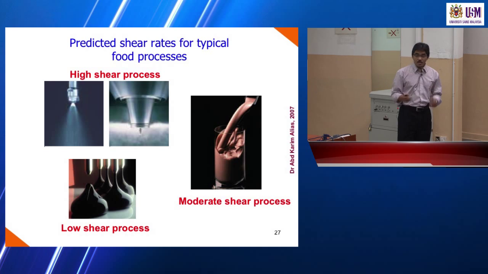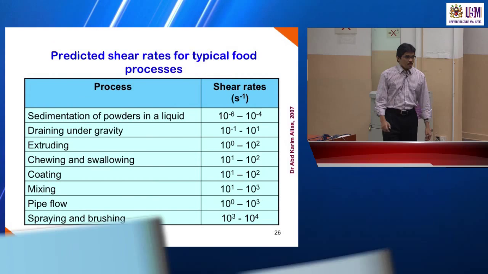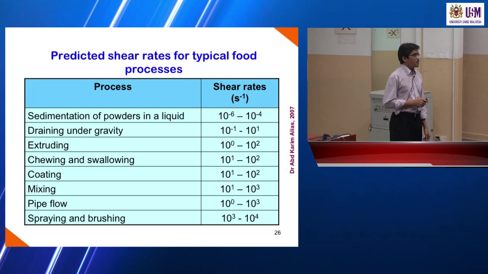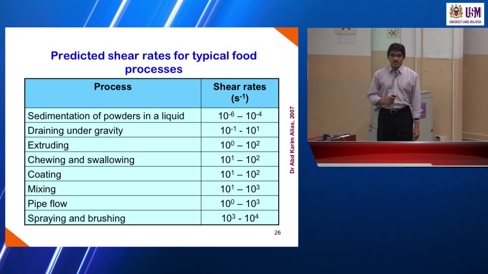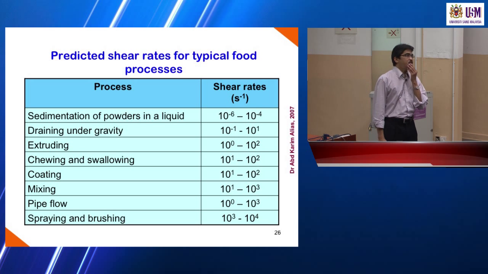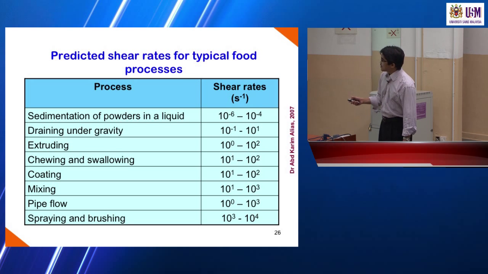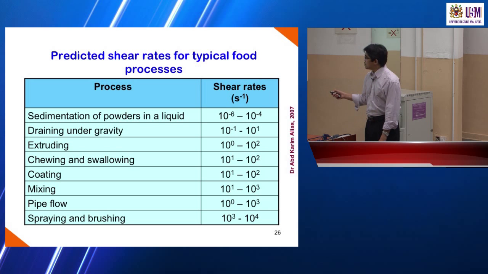the unit of shear rate is, how do you pronounce that? S to the minus one, reciprocal second. Okay, so the unit of shear rate is reciprocal second, and you can see the shear rate during sedimentation process is 10 to the power of minus 6 to 10 to the power of minus 4. Can you imagine? It's a very, very, very slow process. Okay. Draining under gravity, 10 to the minus 1 to 100.